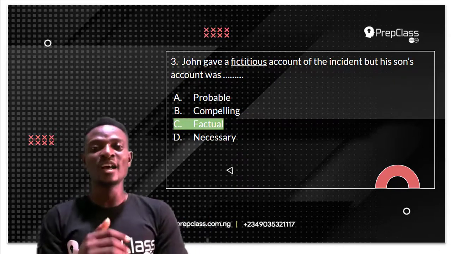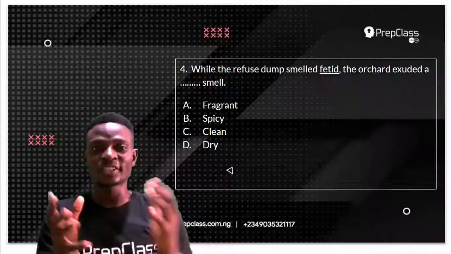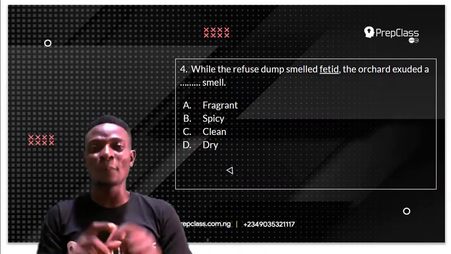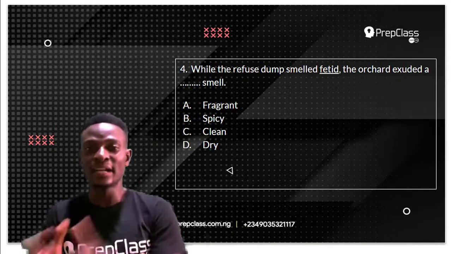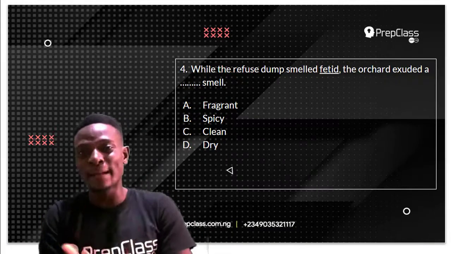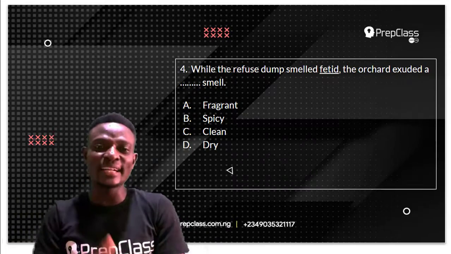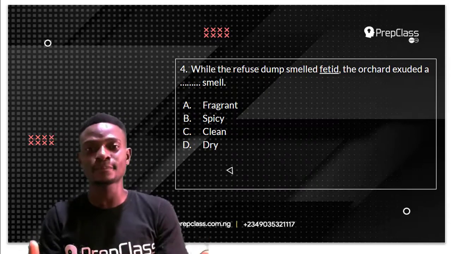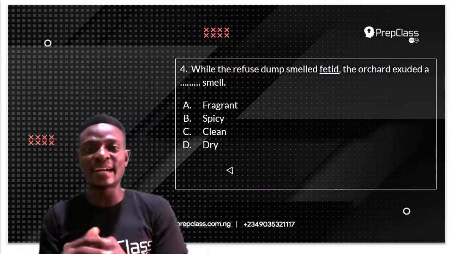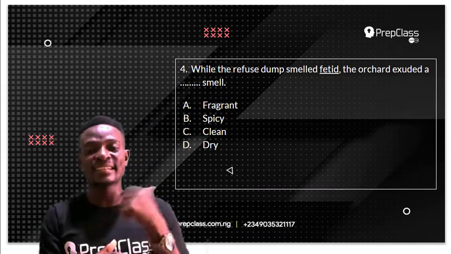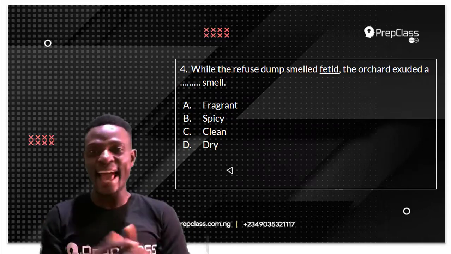Moving on to the next question. Question 4, we have: while the refuse dump smelled fetid, the orchard exuded a dash smell. Remember, we have to select the word that means the opposite of the underlined word, and will at the same time correctly fill in the blank space in the sentence. While the refuse dump smelled fetid, the orchard exuded a dash smell. The underlined word here in this sentence is fetid. The options we have are fragrant, spicy, clean, and dry.